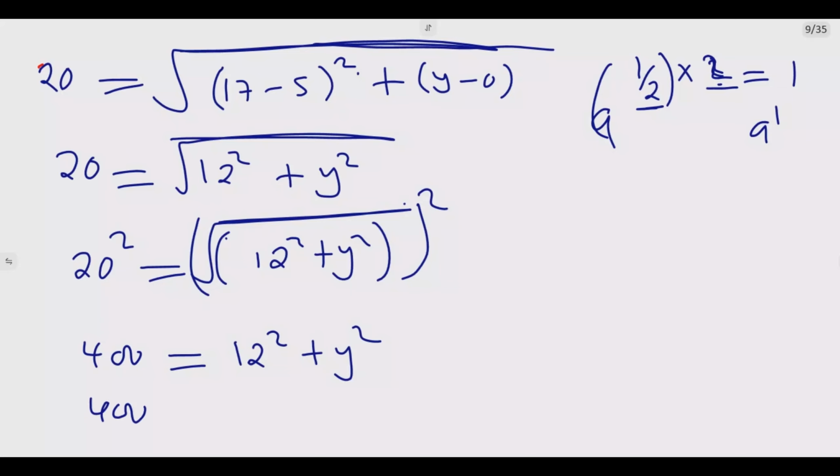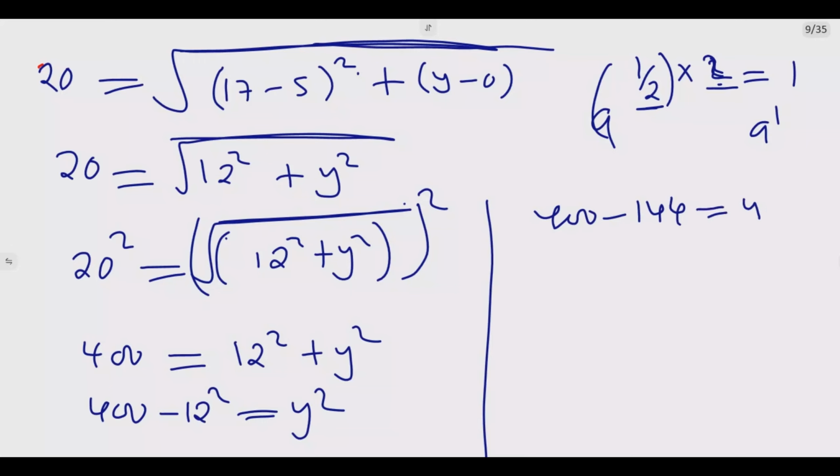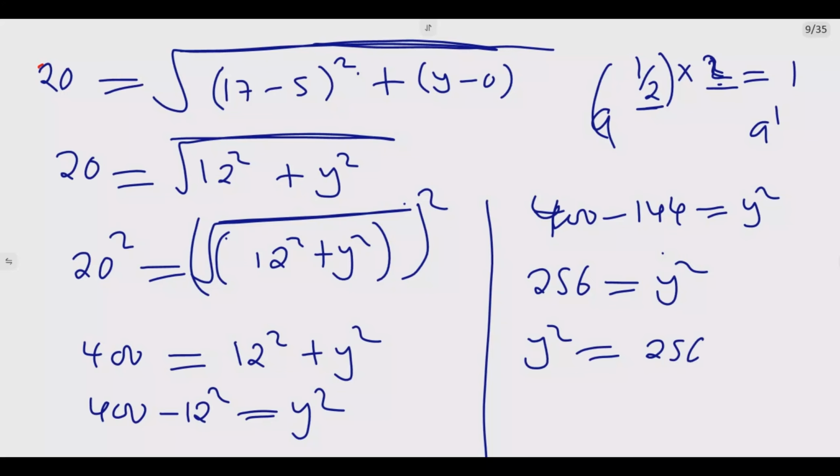So 400 minus 12 squared is equal to y squared. Then 400 minus 144, which is 12 squared, is equal to y squared. 400 minus 144 is 256, which is equal to y squared. You're looking for a positive value, so y squared is equal to 256. I'm just rearranging, then introducing the square root. So y is equal to the square root of 256, which is 16. So the value of y is 16.